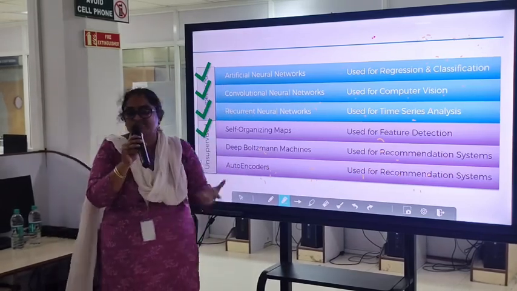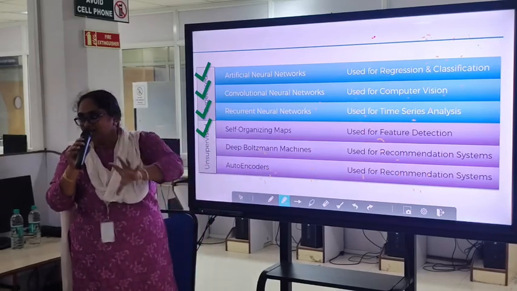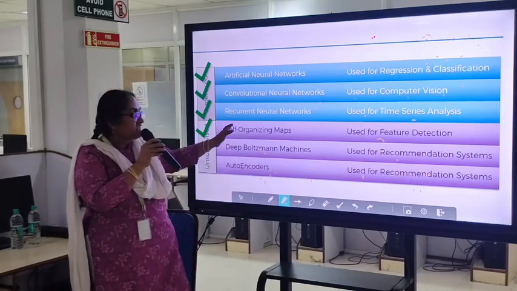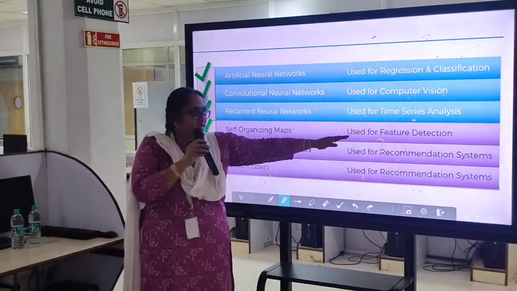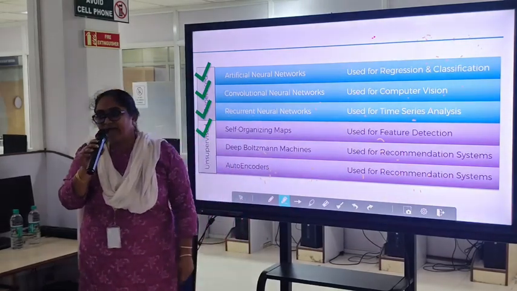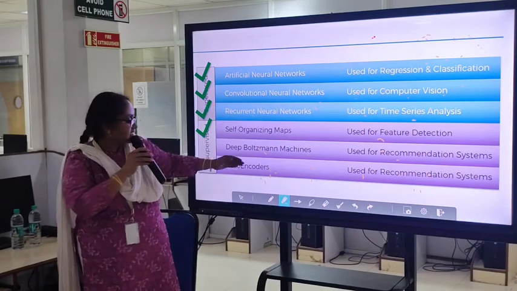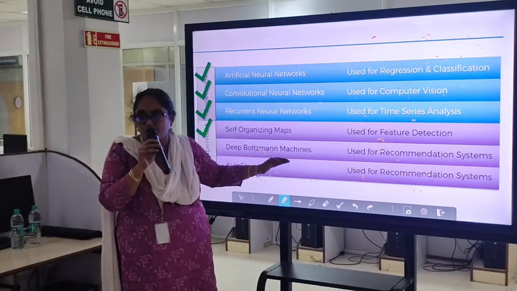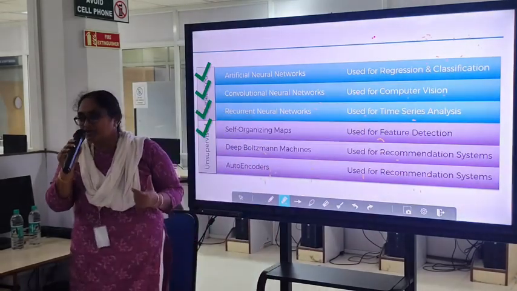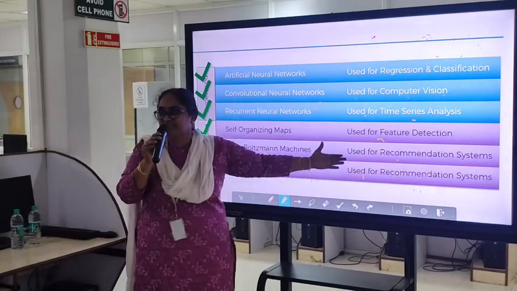In unsupervised algorithms, there is no class label, so there is no training and testing. There is only grouping and clustering. So these all come under unsupervised algorithms. Self-organizing maps are also used for feature detection. I am not covering SOMs today, but there is a next step. Then you have deep Boltzmann machines, the topic that we are discussing now. Deep Boltzmann machines are used for recommendation systems.